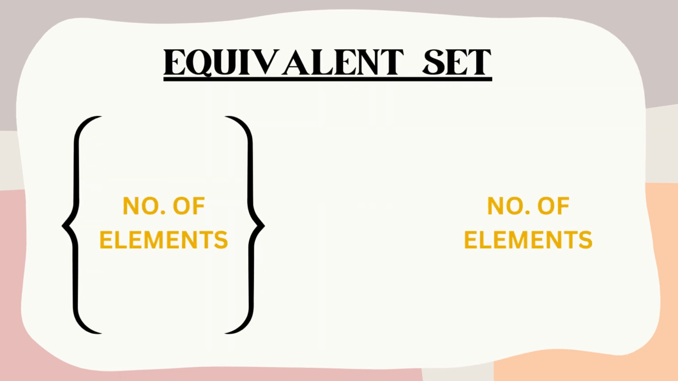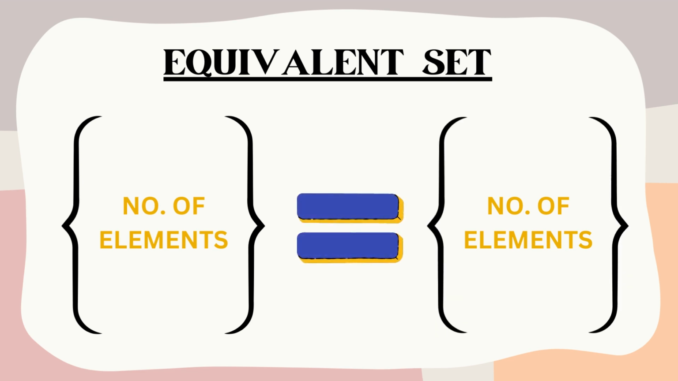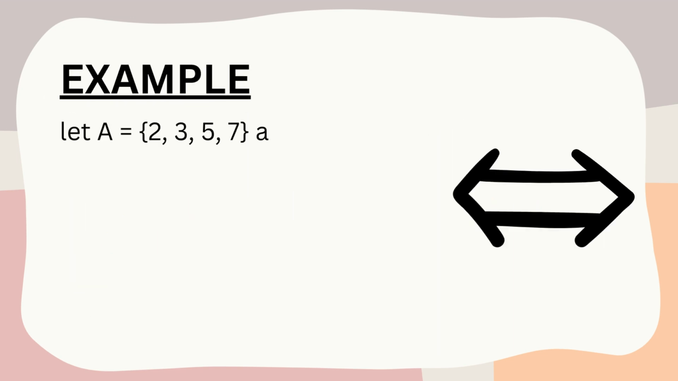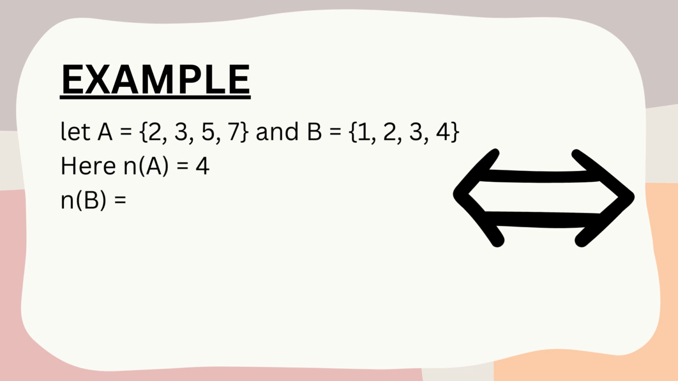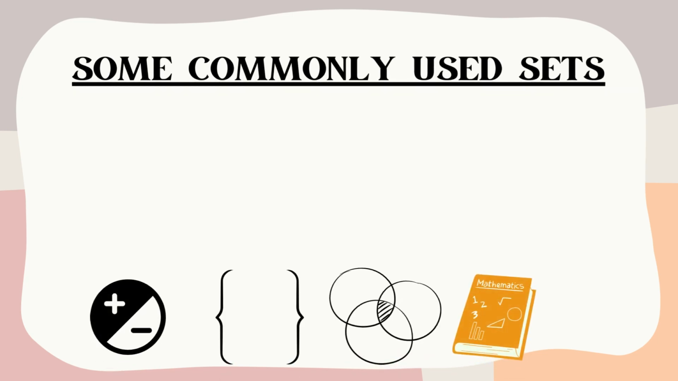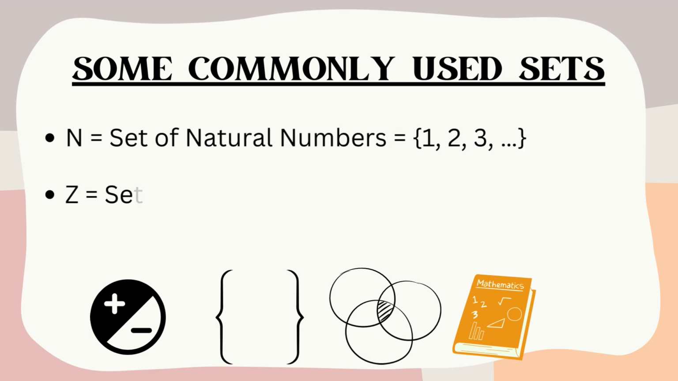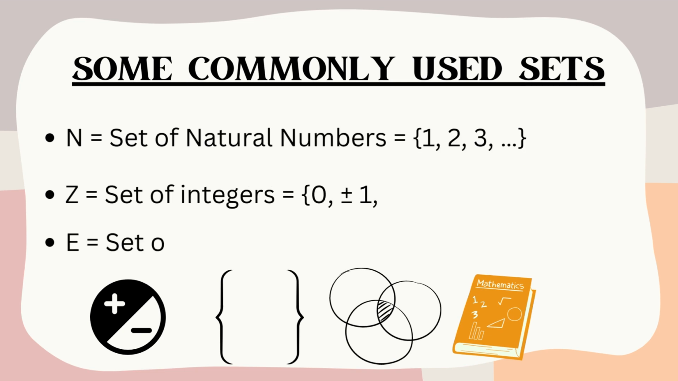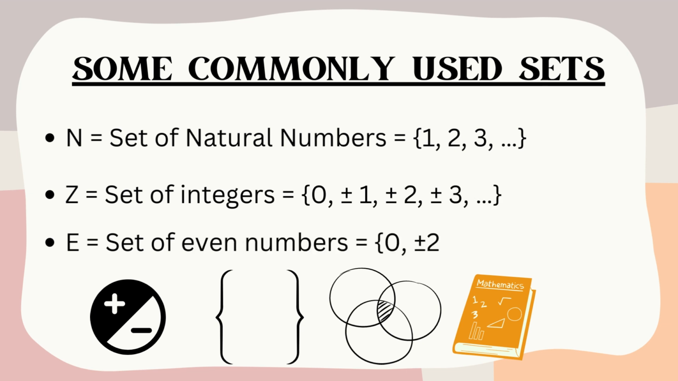To know what equivalent sets are, the number of elements in set A should be equal to the number of elements in set B. In these sets, you need to count the number of elements present. If you look at the example, set A has 4 elements, and set B also has 4 elements. Therefore, they are known as equivalent sets. Some commonly used sets are listed down below. N represents the set of natural numbers, Z represents the set of integers, E represents the set of even numbers, and so forth. Something that you might want to hold on to and remember.